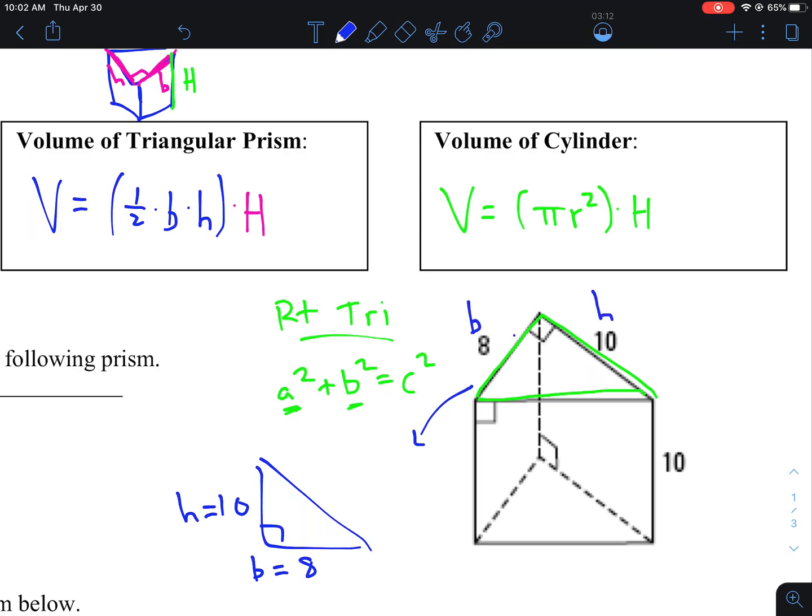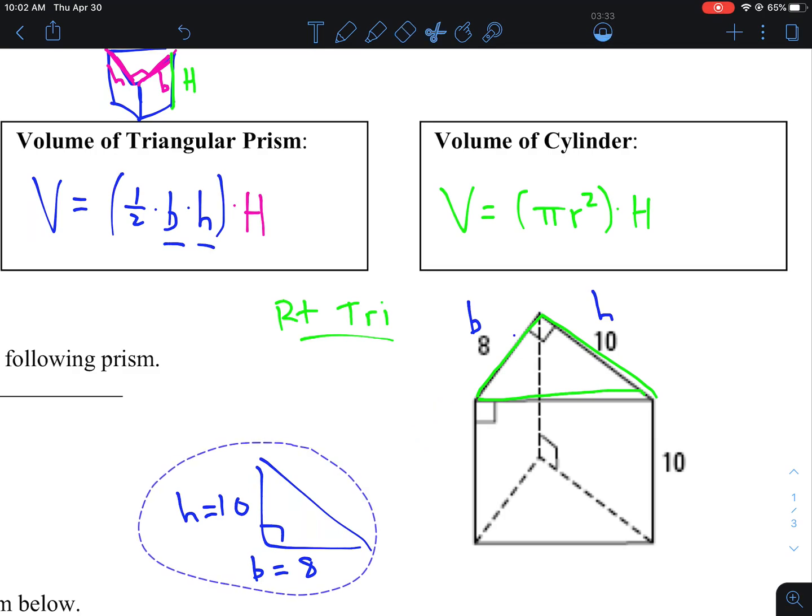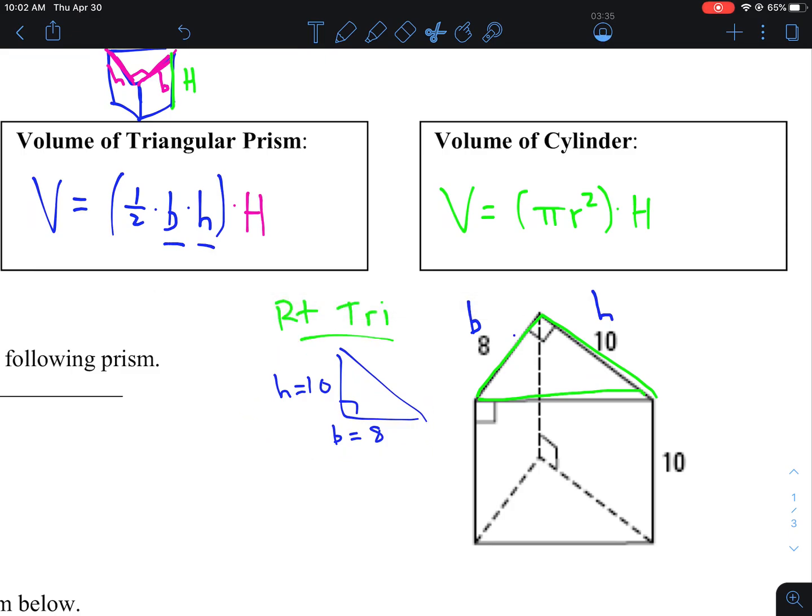It really doesn't matter which is which, because you're just multiplying them anyways. But the main thing I want you to take away from this is that when you see a right triangle, you don't use the hypotenuse. You don't use the hypotenuse, you use the other two. So that's little b, that's little h. And then big capital H has to be the 10 on the right here, because it's the height of the entire prism. It's the height from triangle to triangle.